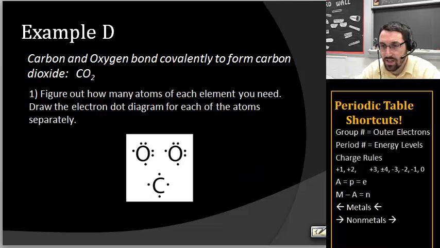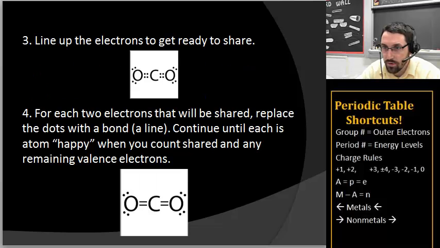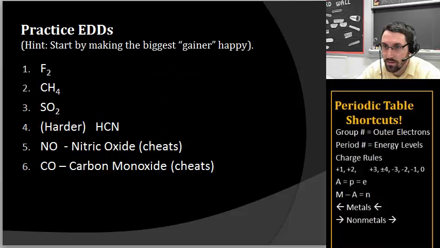And then our final example is carbon dioxide. 1 carbon and 2 oxygens. You can see the picture right there of the electron diagrams. And then we decide that both oxygens want to gain 2 and carbon wants to gain 4. We line up, the carbon wants to gain 4, so it puts 2 on one oxygen, 2 on the other oxygen, and then it's going to combine a double bond with the first oxygen and a double bond with the second oxygen. So carbon has 2 double bonds. Each oxygen has a single double bond with carbon.